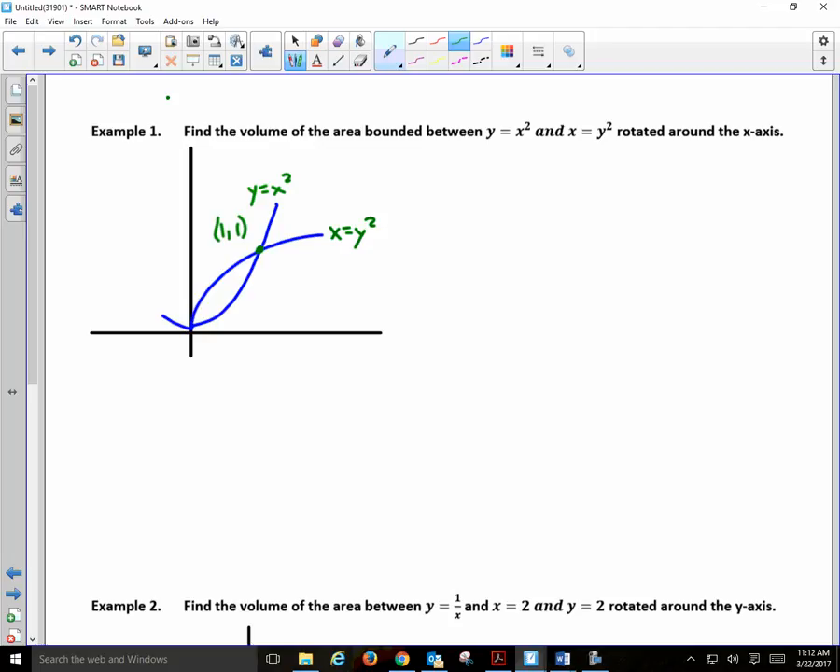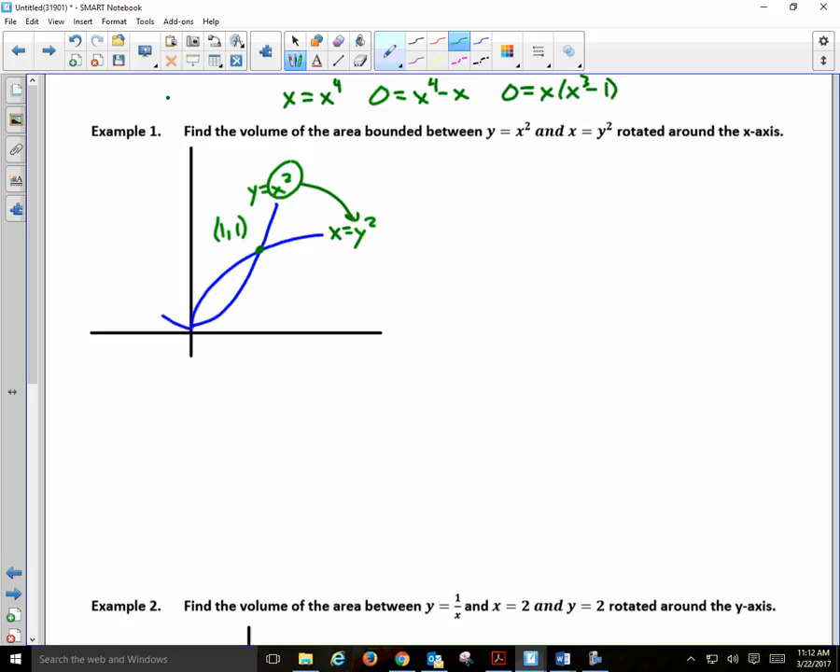Well, it's hard to set them equal to each other. You do substitution. That's equal to y, so you plug in there. You get x is equal to x to the 4th. And then 0 equals x to the 4th minus x. And then factor out an x. 0 equals x times x cubed minus 1.